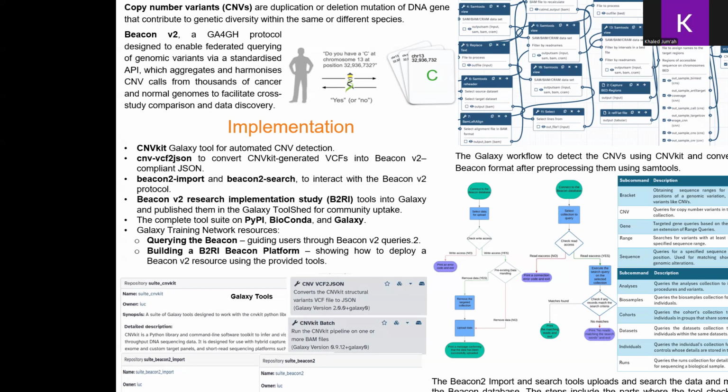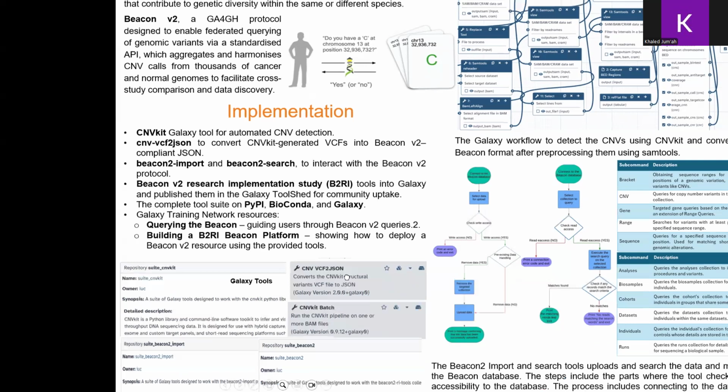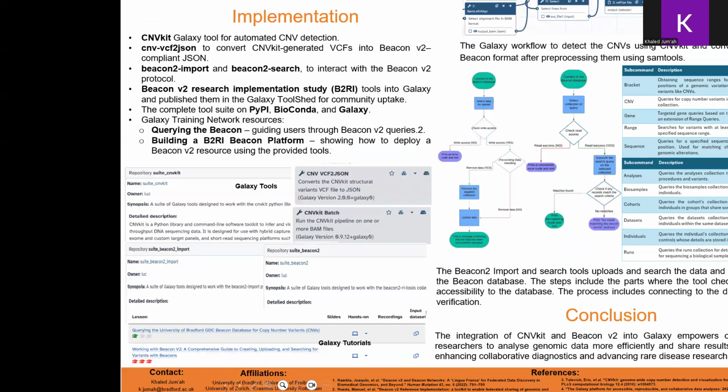We also developed training materials as part of the Galaxy Training Network, including a tutorial for querying the Beacon using version 2 queries, and a step-by-step guide on how to build and deploy a Beacon version 2 server using our tools. It also includes the Beacon 2 RI implementation tools, which require advanced knowledge of how to use terminals and Docker containers.